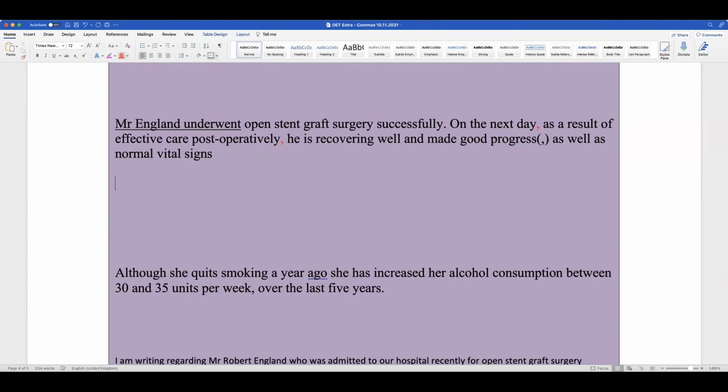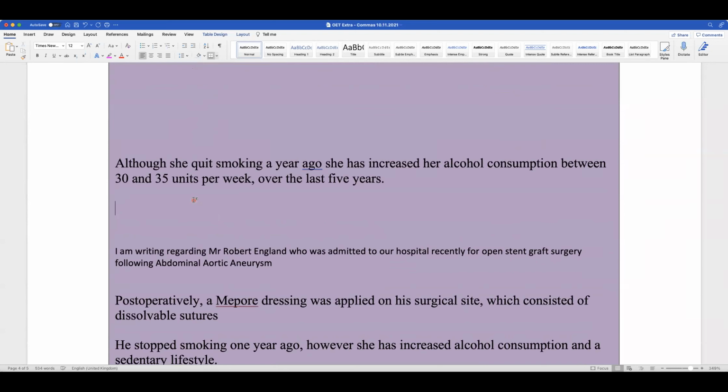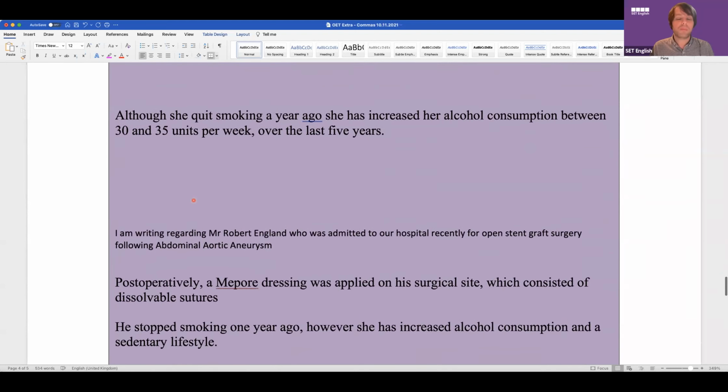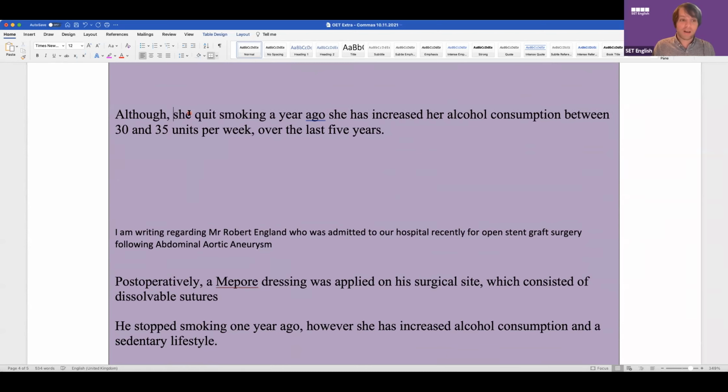Okay. What about this one? Although she quit smoking a year ago, she has increased her alcohol consumption. Remember this one, guys, quit. What's the problem? Comma before she. After ago. Here.